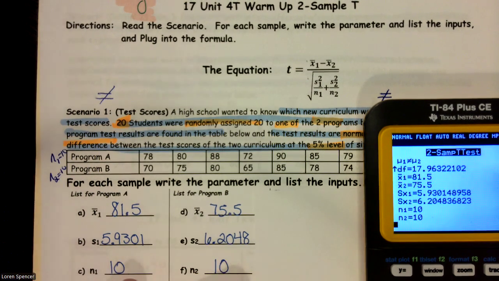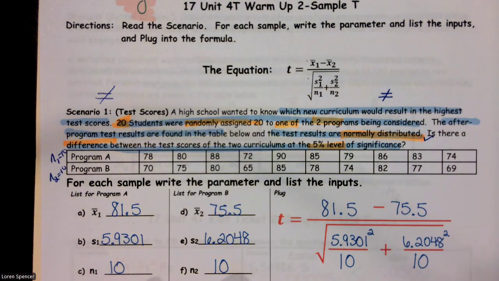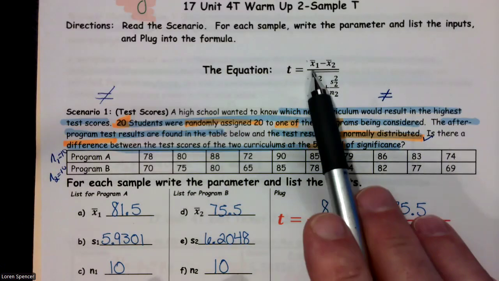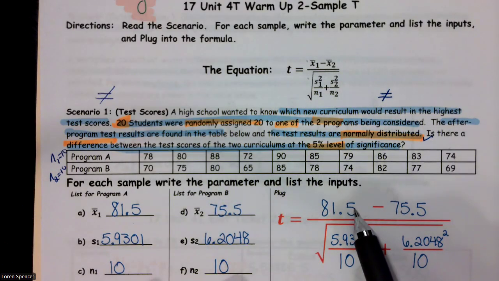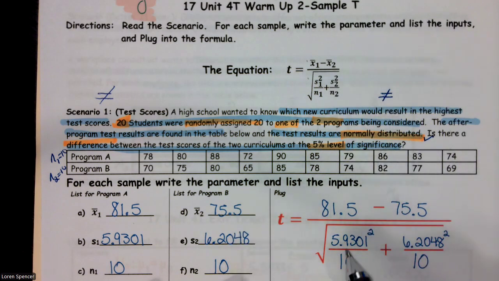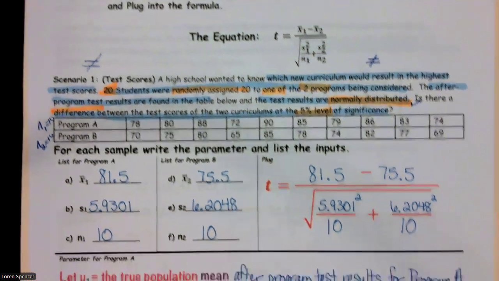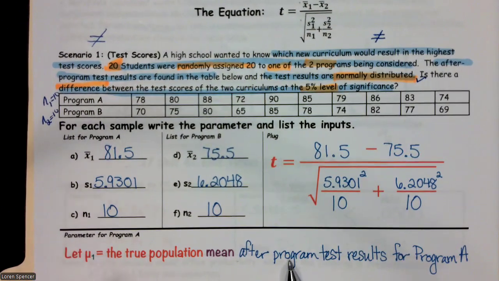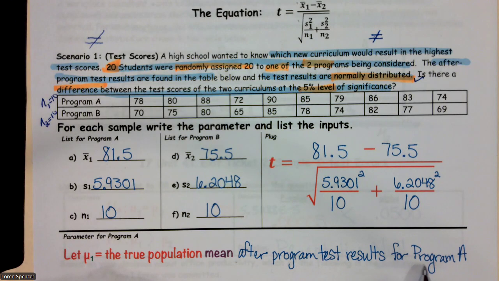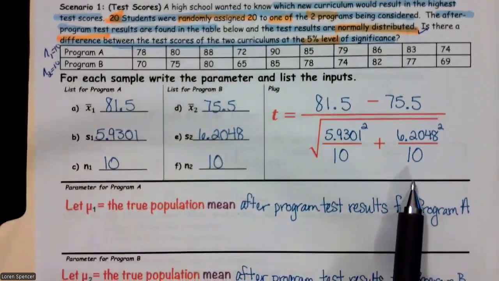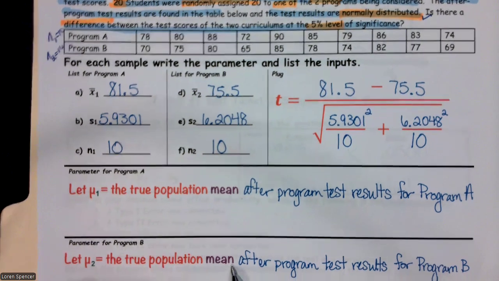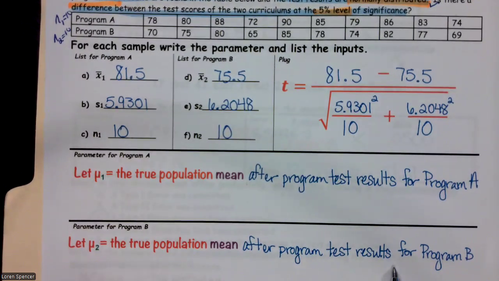All right, now that we have that information, we can plug this into our formula. So x-bar 1 is 81.5, x-bar 2 is 75.5. There's our standard deviation squared for each one of them and our sample sizes. So for our parameters, let mu 1 equal the true population mean test results for program A, and let mu 2 equal the true population mean test results for program B.